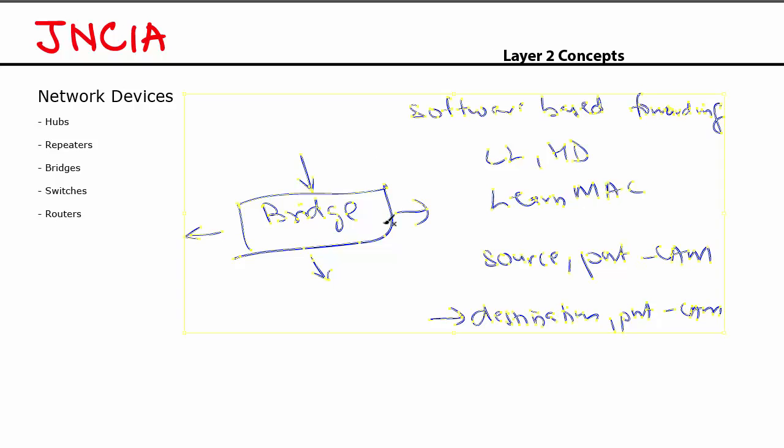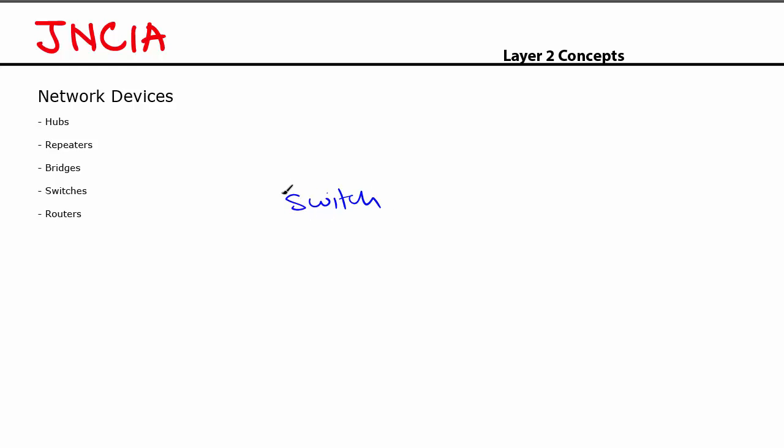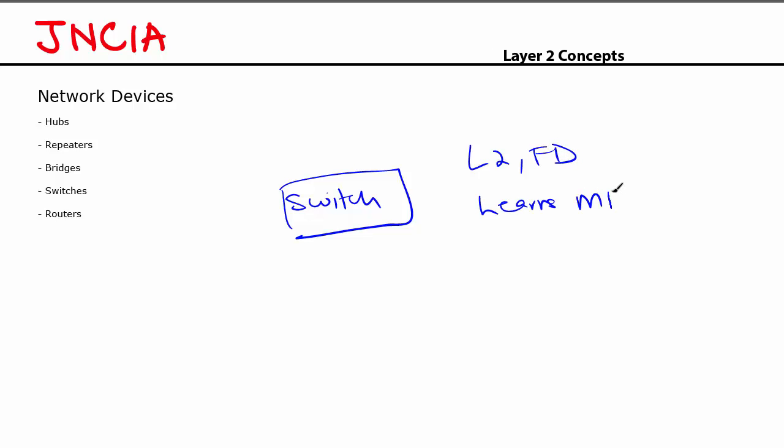Let's talk about a switch. A switch is also a layer 2 device. However, it operates in full duplex mode. It learns MAC addresses, meaning the first time it gets a frame, it is going to store the source MAC address and the port information in the CAM table and forward that packet out all other ports. Once the destination replies, it is going to save the destination MAC address and the port in the CAM table. So the next time it receives a frame for the same destination MAC address, it will forward that only out that port.